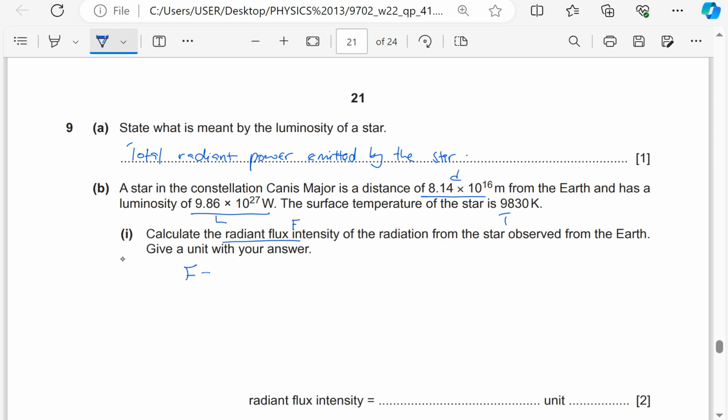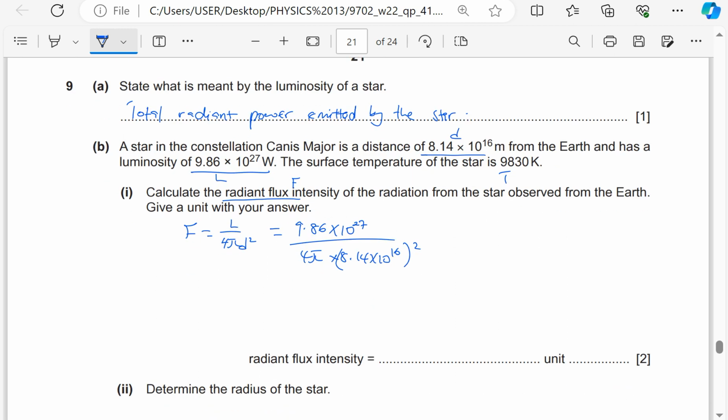So we know that radiant flux intensity is L divided by 4 pi d squared. The luminosity is given as 9.86 times 10 to the power of 27 divided by 4 pi, and the distance is 8.14 times 10 to the power of 16, but this should be squared. Of course, this is radiant flux intensity, so the units are watts per meter squared, because luminosity is in watts and the distance squared is in meters squared.